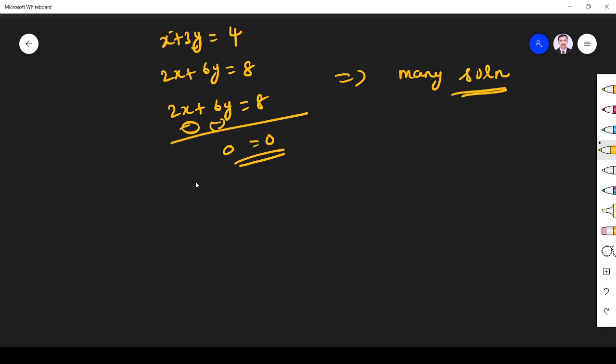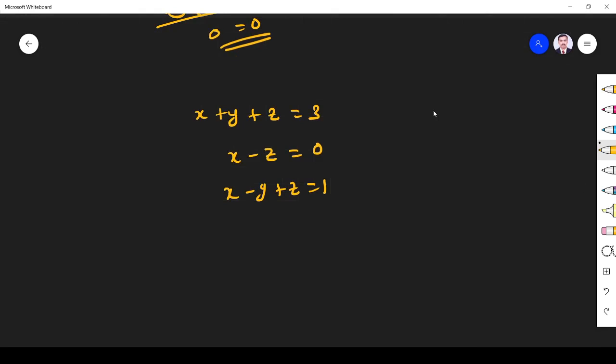Suppose you have a set of three equations, like this. X plus y plus z is equal to 3, and x minus z is equal to 0, and x minus y plus z is equal to 1. We have to identify whether this has a unique solution or many solutions. In order to identify that, you just take the determinant value. How do you take the determinant of the coefficients?